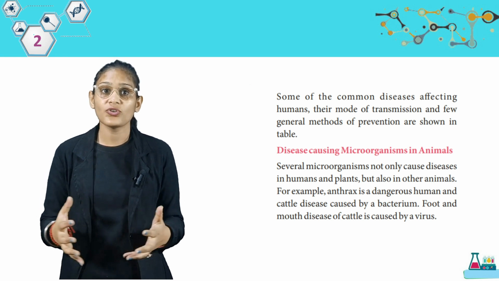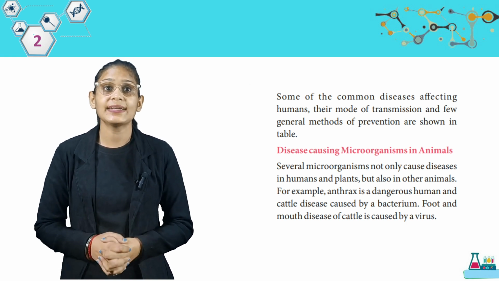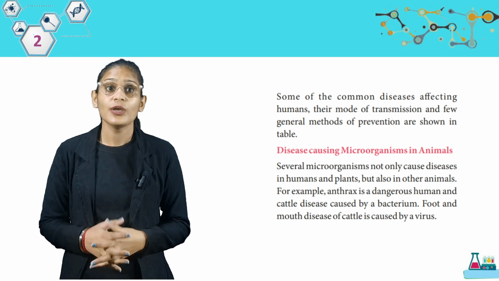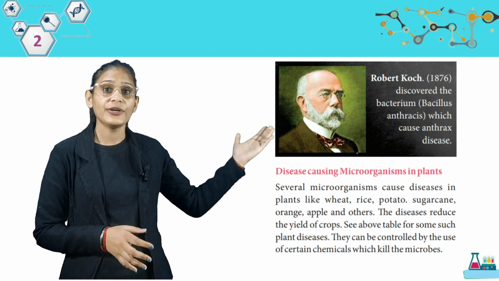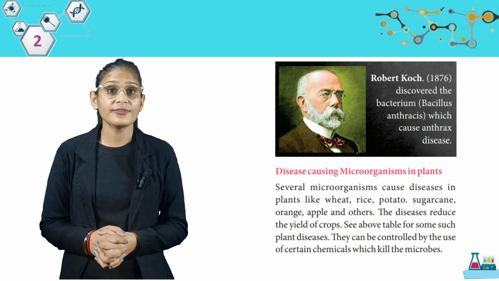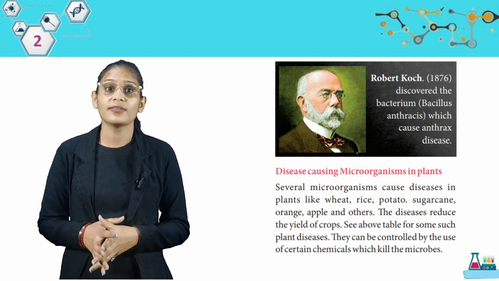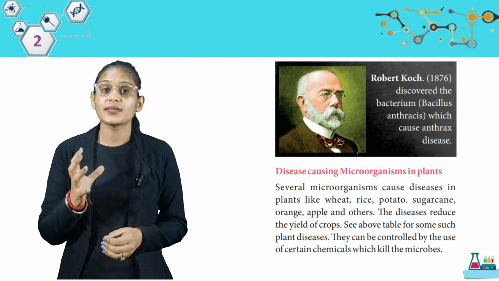For example, anthrax is a dangerous human and cattle disease caused by a bacterium. Foot and mouth disease of cattle is caused by a virus. Look here, Robert Koch in 1876 discovered the bacterium Bacillus anthracis which causes anthrax disease.